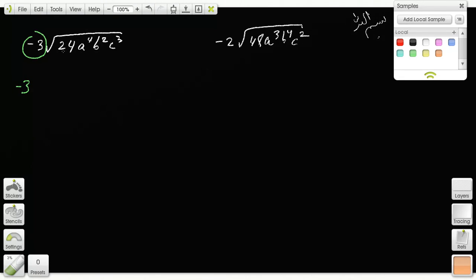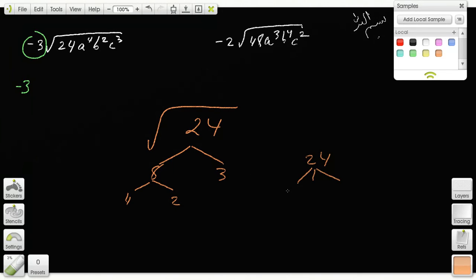24 is 8 times 3. You weren't really looking for perfect squares. That's okay. You can do that too. Okay, so let's look at square root of 24. You can call it 8 times 3, but you can't take anything out, right? So you have to factor it some more. What's 8 go? 4 times 2, okay. So 24 then factors into 4 times 2 times 3, correct?